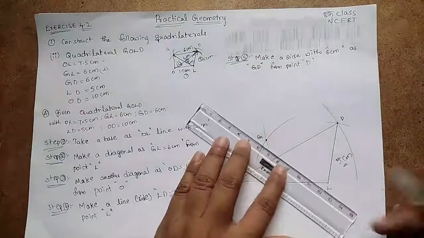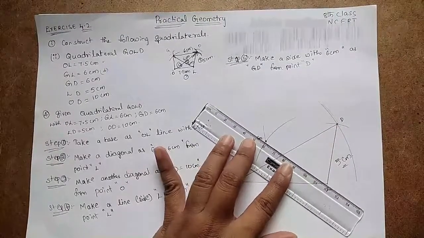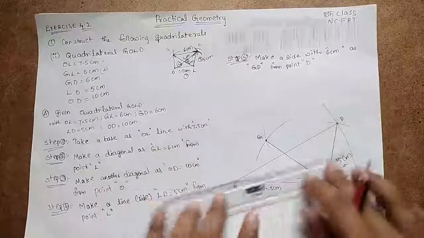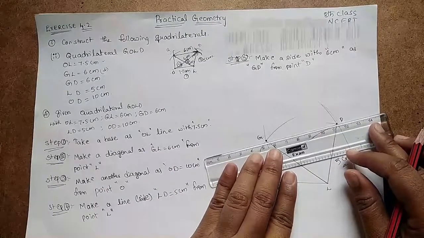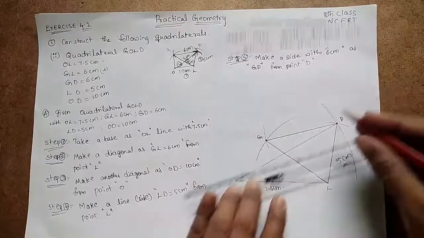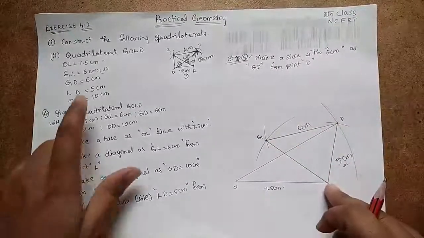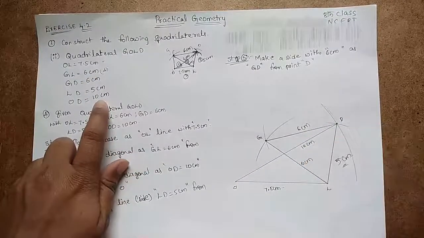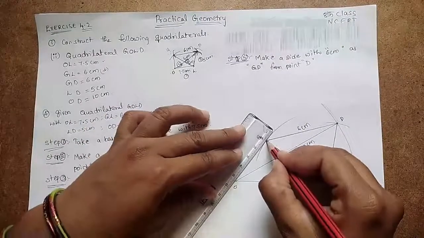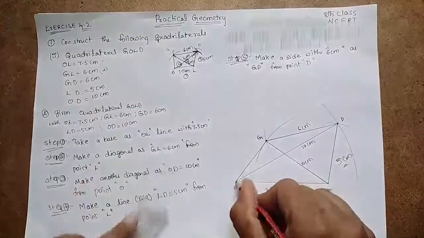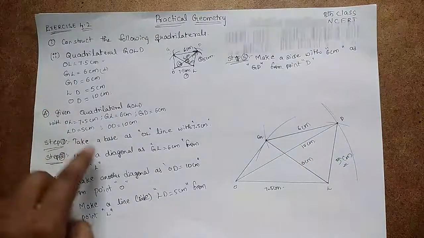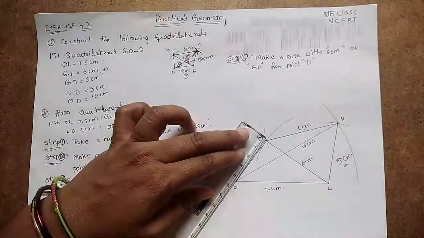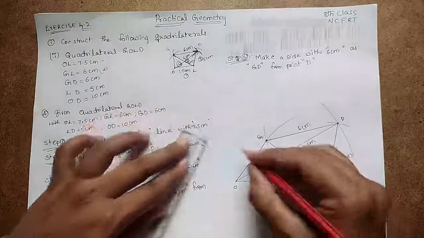So join the two points L and G as a diagonal, and GD as a side, that is nothing but 6 centimeters. GL is 6 centimeters and OD is 10 centimeters. Now finally connect GO. We don't have the GO measurement given here, so we cannot state it. If you want to measure this, put a scale and measure, that is 4.4 centimeters.